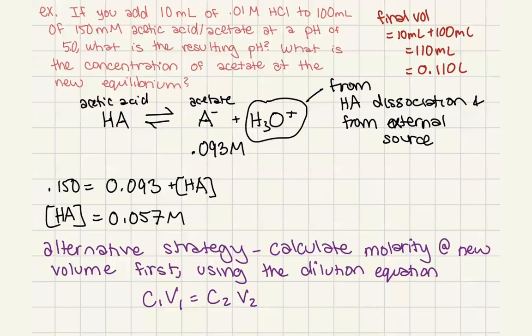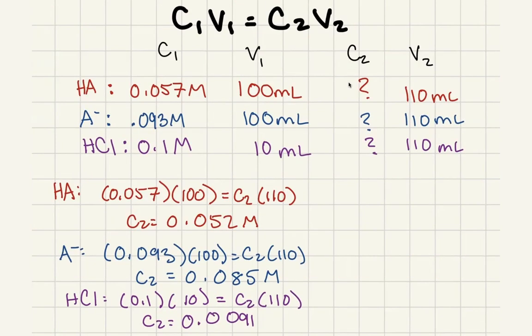But basically you can do the calculations based on what's there, and instead of dividing it at the end, you just have to make sure that you're going to do it for all of the components of your reaction. So we can go ahead and set up our C1V1 equals C2V2. So our initial concentration times our initial volume equals our final concentration times our final volume. Word of caution, our V2, our final volume, that's the 110 mL.